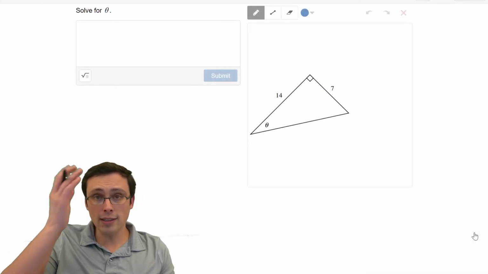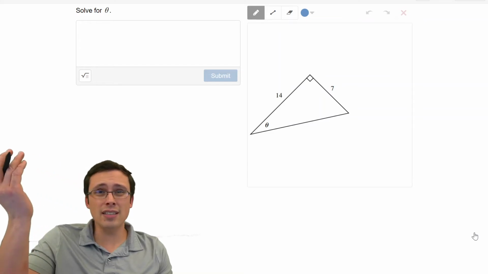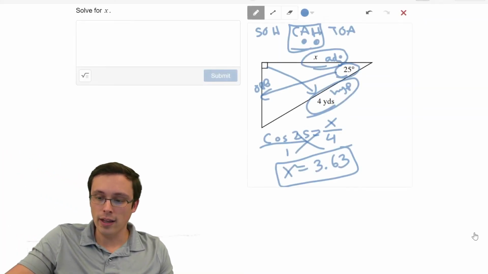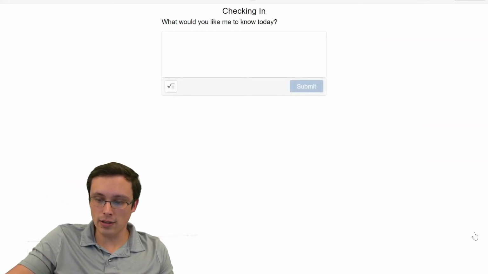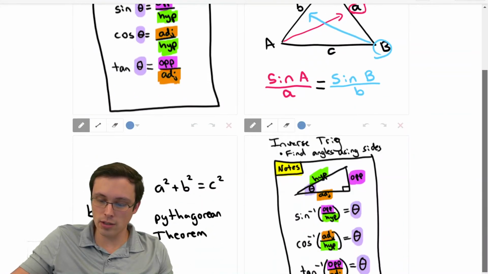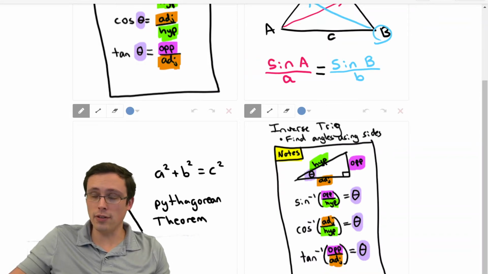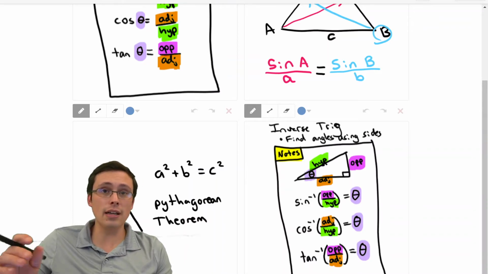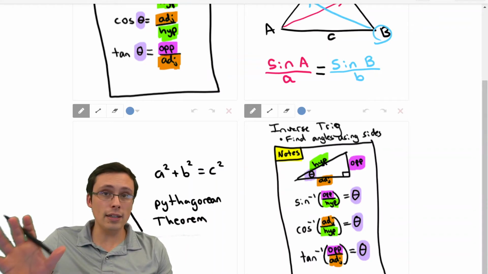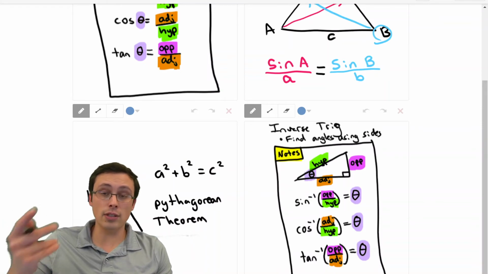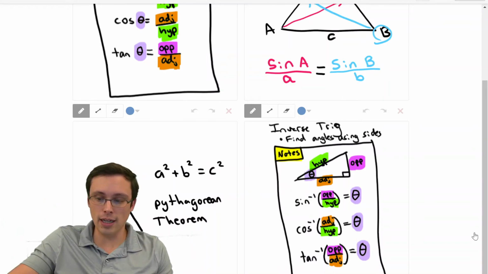Hey, is it a right triangle? Yes, but wait, we're not trying to find a side. We're trying to find an angle. That's where we go back and look at our notes for inverse trig. Inverse trig uses the same fractions as our other stuff. Opposite and hypotenuse is sine, adjacent and hypotenuse is cosine, tangent is opposite and adjacent. But this time, you're going to use a different button on your calculator. The inverse button, you're going to type in the fraction. You have to know both of the sides, and it's going to tell you the angle.